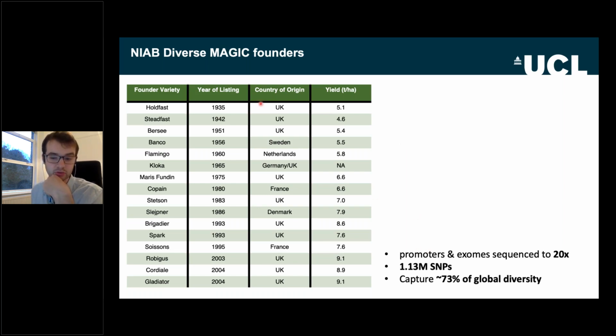Okay, so we sequenced all 16 founders after promoter and genic capture to 20x and called over 1 million SNPs. I compared these SNPs to genotyping array data from around 4,500 traditional modern wheats from around the world, and found that almost 75% of the variants segregating on the genotyping array also segregate among these 16 founders. And that number is higher if you focus only on variants segregating in the UK or in Northwest Europe. So in summary, these are diverse representatives of the UK wheat gene pool.